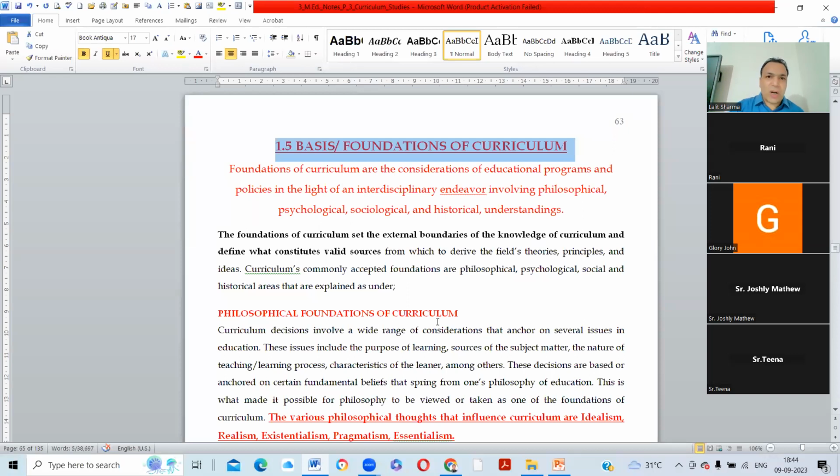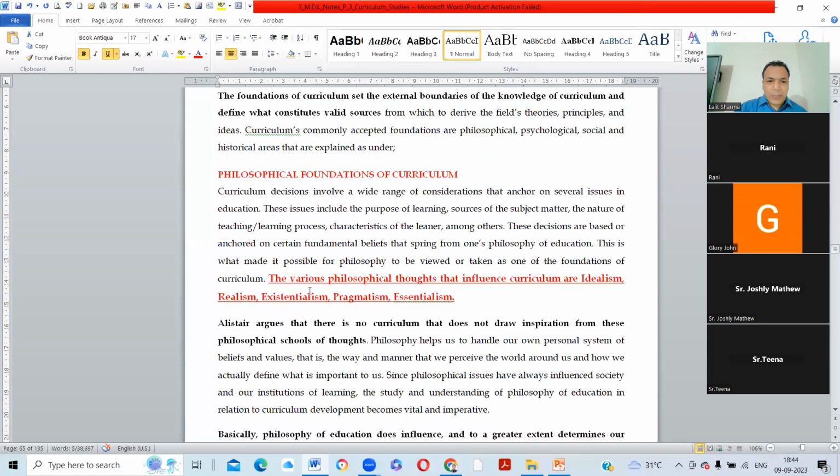We have different schools of thought. In paper one we have done philosophy of education. What are the different schools of thought? Western schools of thought we have done: idealism, naturalism, pragmatism. So basically the various philosophies that influence curriculum are idealism, realism, existentialism, pragmatism and essentialism. When you make a curriculum according to the idealism school of thought, idealism talks about ideas. When you make a curriculum according to the pragmatism school of thought, pragmatism says that reality lies in action. It talks about action philosophy.